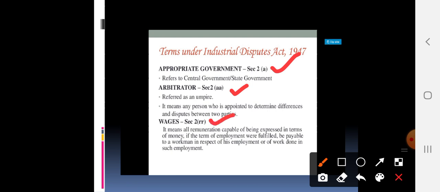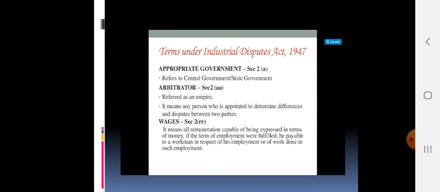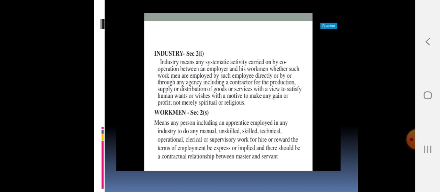Next is wages, section 2 clause RR. It means all remuneration capable of being expressed in terms of money, if the terms of employment were fulfilled, payable to a workman in respect of his employment or of work done in such employment. So these are the definitions. We can't write them in our own words, but we can understand these terms in our own words. As you know, workers get daily wages, or it can be weekly wages.